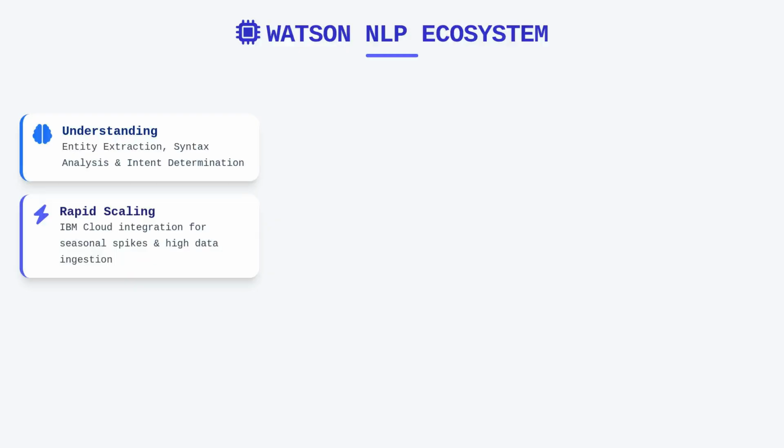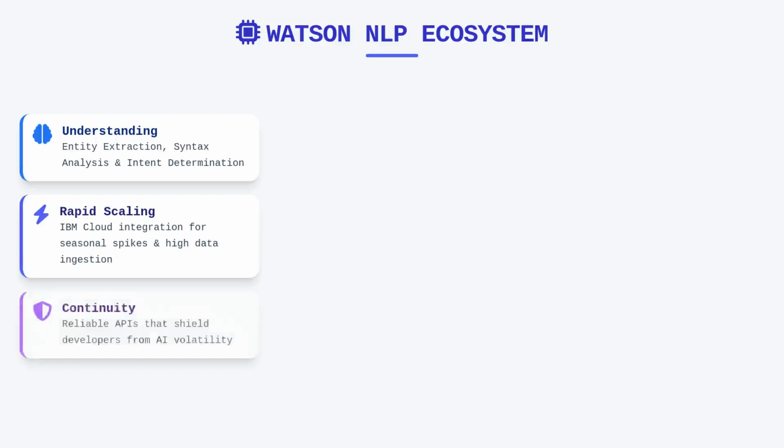Because these services are natively integrated into the IBM Cloud framework, they allow for rapid scaling as the volume of inputs increases, which is critical for businesses experiencing seasonal spikes in traffic or data ingestion. The maturity of these algorithms means you can rely on them to handle diverse language patterns with a degree of precision that would take years to replicate with custom-built models.